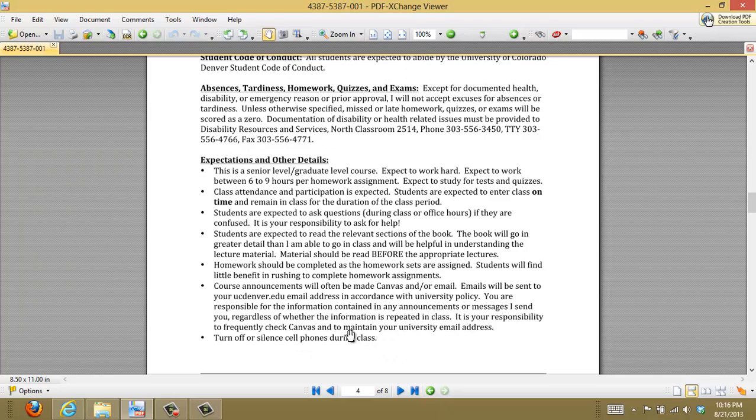So, some expectations and some comments about success. First, this is a senior level / graduate level class. It's a 4,000 level class, 5,000 level class. That means you should expect to work hard, expect to work 6 to 9 hours per homework assignment, expect to study for an hour or two for your quizzes, expect to study multiple hours for your exams. This is not going to be an easy course. I do believe it's going to be a rewarding and fulfilling course, and that you will leave here feeling like you learned valuable tools and ideas that you can use in real life, but you're going to have to work in order to be successful in this class.